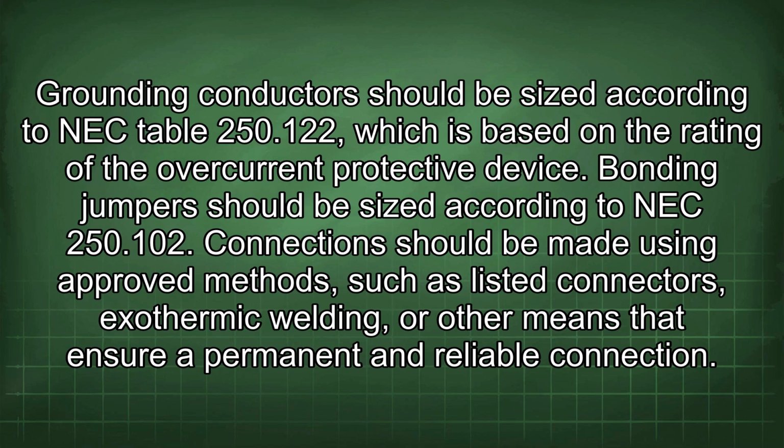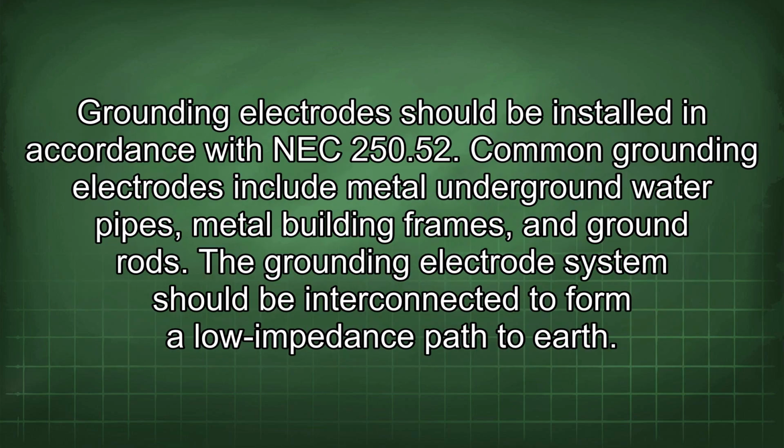Connections should be made using approved methods, such as listed connectors, exothermic welding, or other means that ensure a permanent and reliable connection. Grounding electrodes should be installed in accordance with NEC 250.52. Common grounding electrodes include metal underground water pipes, metal building frames, and ground rods. The grounding electrode system should be interconnected to form a low impedance path to earth.